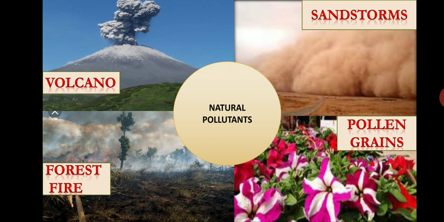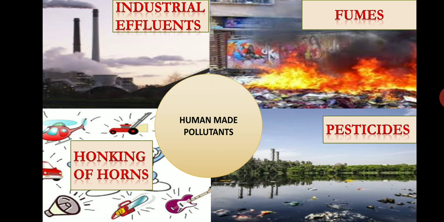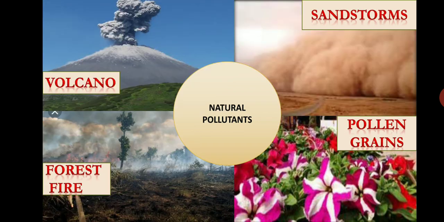So let us revise natural pollutants one last time. How many pollutants do we have over here? I have given you examples of 4 pollutants. Please repeat with me. The 4 natural pollutants are volcano, sandstorms, pollen grains, and forest fires. Okay, one more time. Natural pollutants can be caused by volcano, sandstorms, pollen grains, and forest fire.